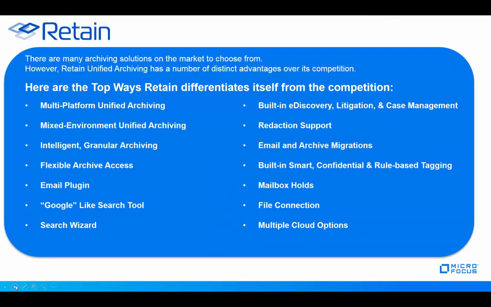Perfect. These are some of the ways that we've identified where Retain is different from the competition. I know we've touched on a lot of these, but this is a good summary. We talked about unified archiving: being able to archive multiple email systems in one central location, and being able to archive other communications in that system. Then intelligent granular archiving, which means the ability to tie directly to an email system. For example, with Exchange, you can use journaling, you can use impersonation, or you can use the Microsoft Recoverable Items folder so that you don't lose anything when it's archived. It's all brought into Retain.